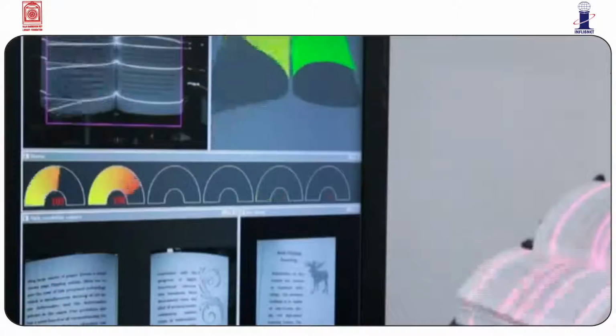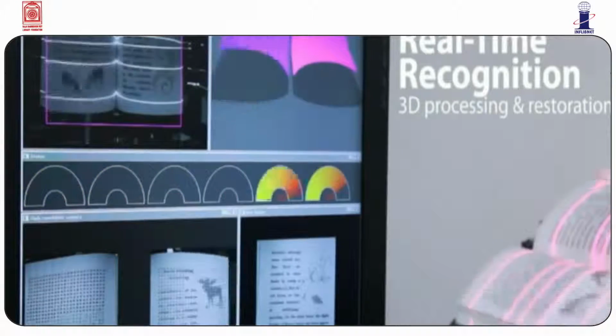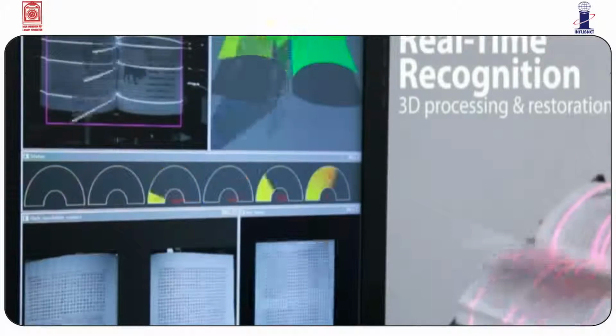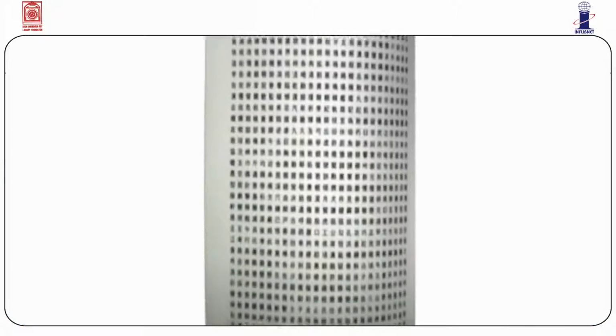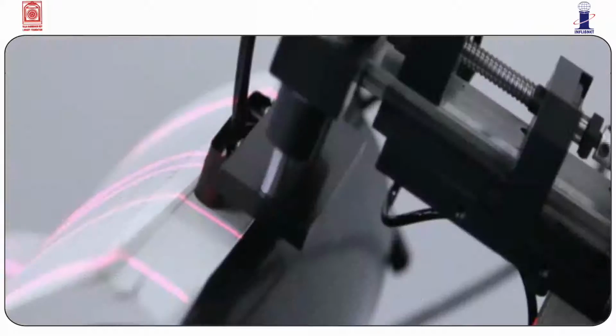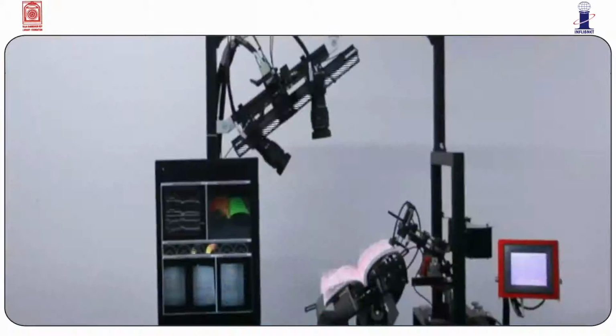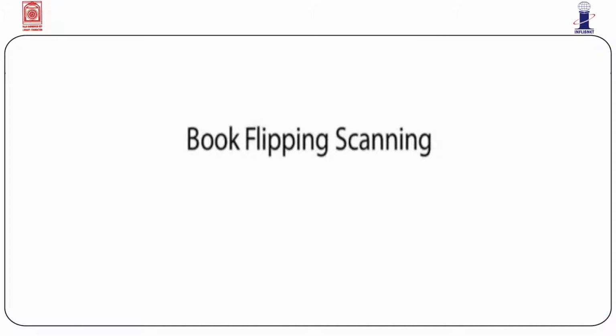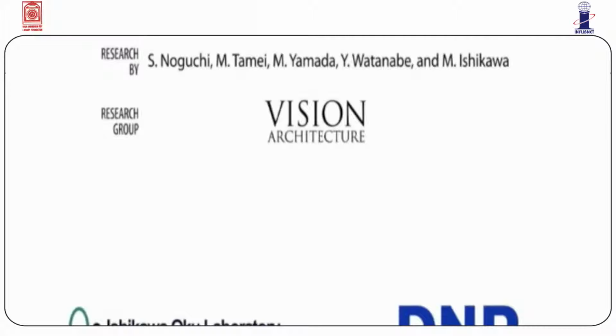It gives a signal to the camera to capture it. And 2-3 images are captured, with real-time recognition, 3D processing and restoration, and the best image is captured. Even if there are multiple images, the best part of that page is captured, and this is how it is done. This is book flipping scanning software, and this is how a book is scanned by using high-end scanners.